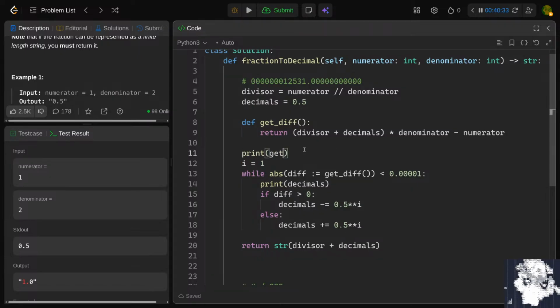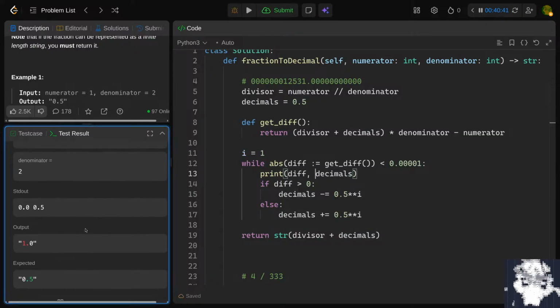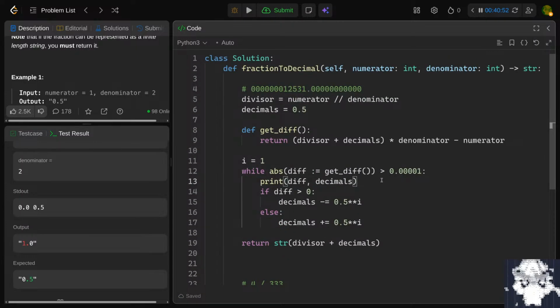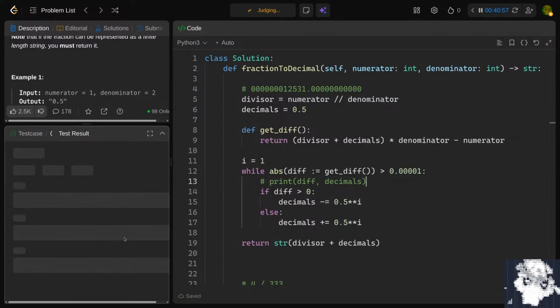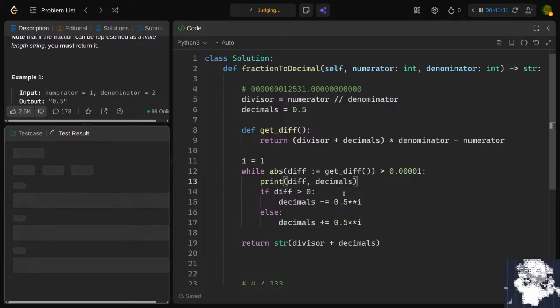Print diff, or here, just print diff and then decimals. Oh, what I want is, while it's bigger than the threshold, you have to keep making it better, not while it's smaller. Oh, infinite loop. So somehow there's a way to never get close enough. Why don't we print?